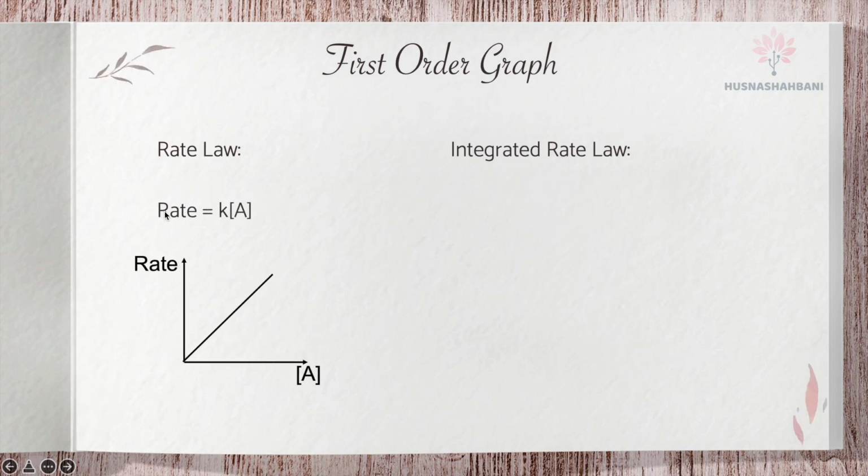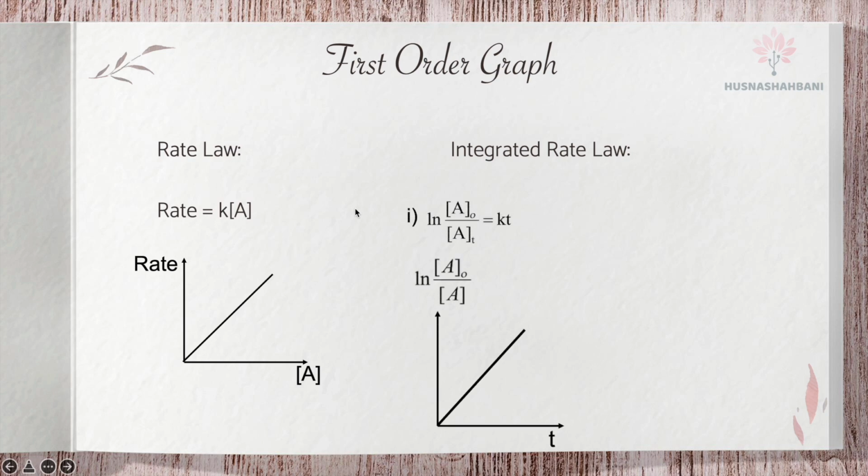First order graph: we know that rate equals k[A], and from this rate law, we know that the rate is directly proportional to the concentration of the reactant. So as the reactant concentration increases, the rate of reaction increases.